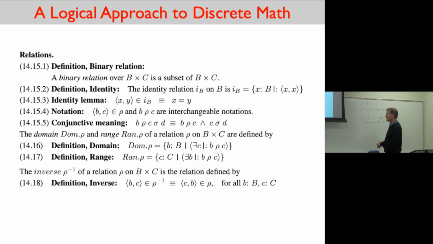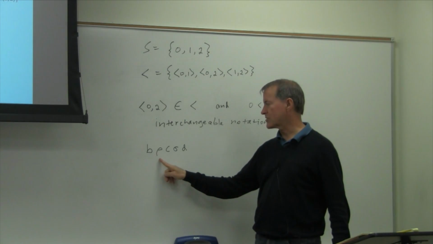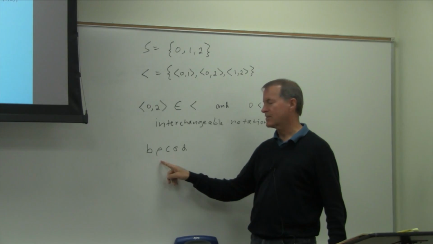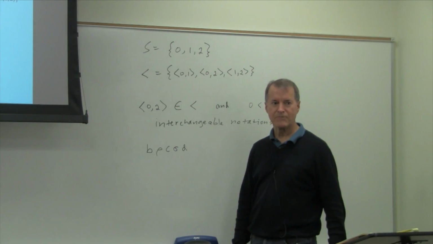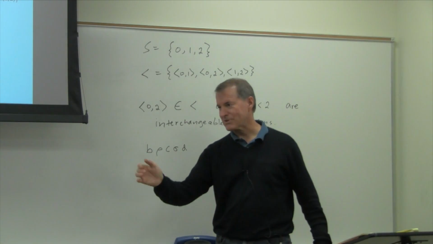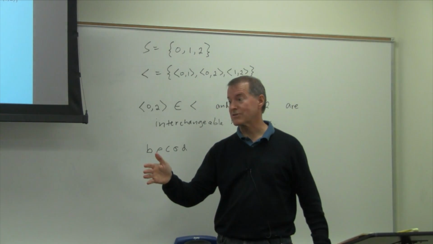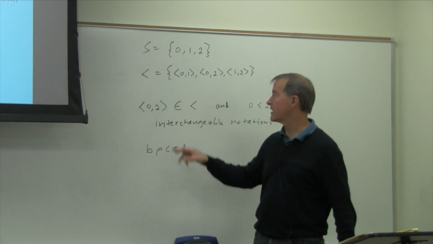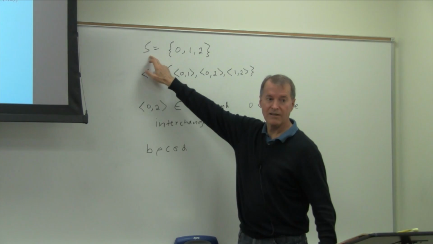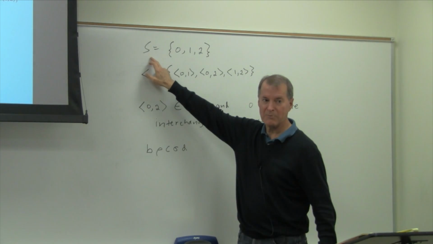Conjunctive meaning. Now, what in the world is this? What 14.15.5 says is B, rho, C, sigma, D. Now here's our convention. Our convention is that these lowercase Greek letters represent relations. They are symbols, but they represent relations. Whereas the B and the C and the D are elements of this S. They're elements. They're not ordered pairs. Are you with me?